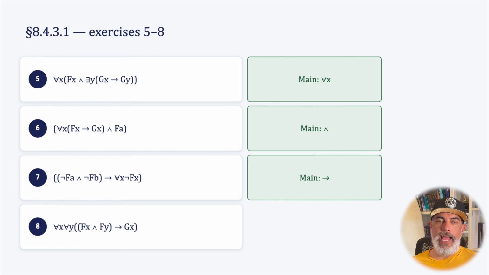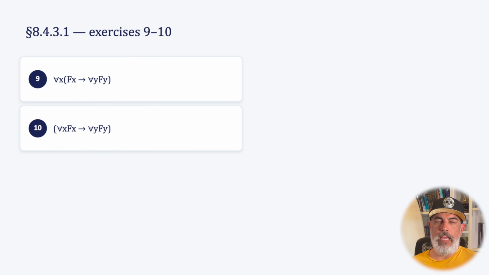Number 8, for all x, for all y, if Fx and Fy, then Gx. First, Fx, Fy, and Gx. Then add the conjunction. Then the arrow. Then the all y, and only at the very end, the all x. Number 9, for all x, if Fx, then for all y, Fy. First make the Fx and the Fy, put the universal quantifier on the Fy, then add the conditional, and then at the very end, add the all x. Number 10, if for all x Fx, then for all y, Fy.